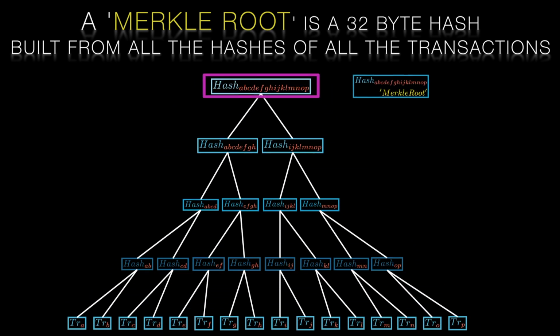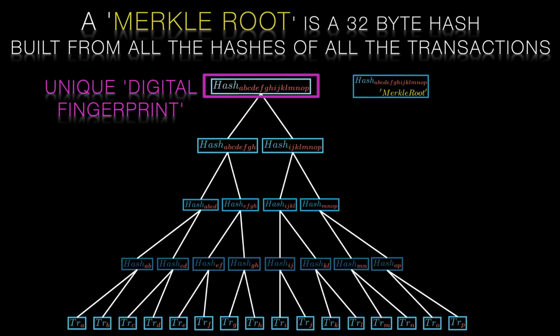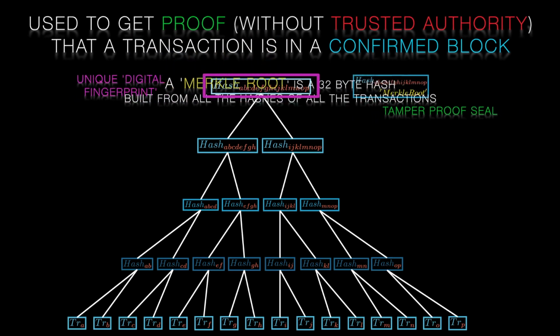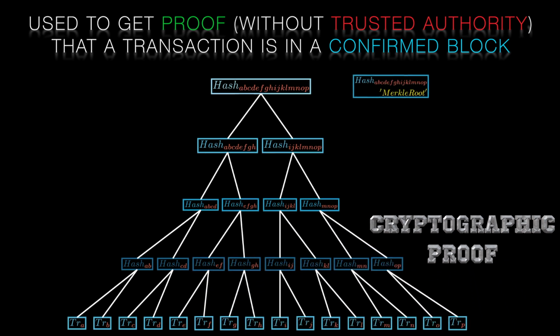You can't derive the transactions from the Merkle Root, but you will get this exact Merkle Root from a specific set of transactions. It's the unique digital fingerprint for the confirmed transactions in this block and ensures that they're not tampered with. Here's the clever bit. If you want to know that a transaction is in this block, you can get a full node to prove that it is. You don't have to trust any particular node. Instead, you can rely on rock-solid cryptographic proof.